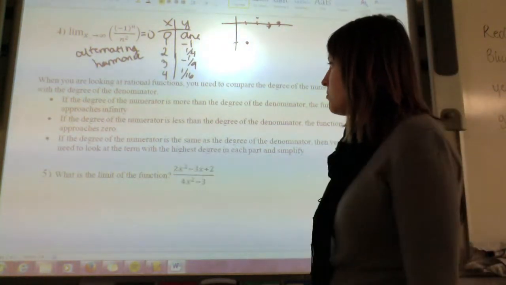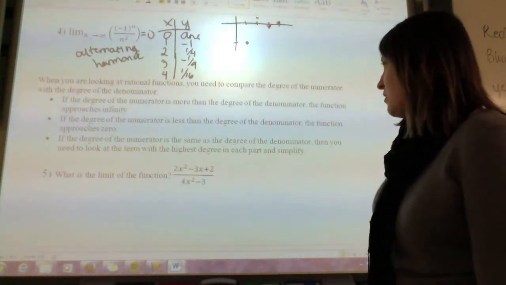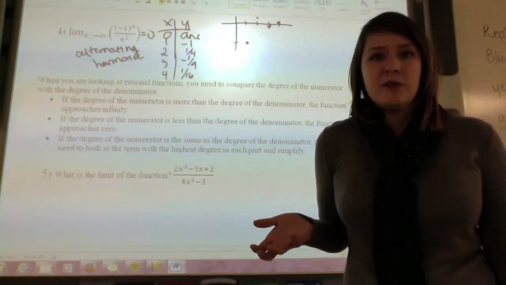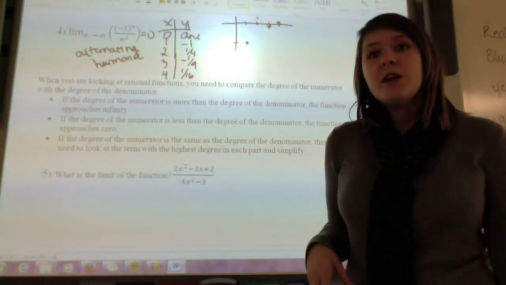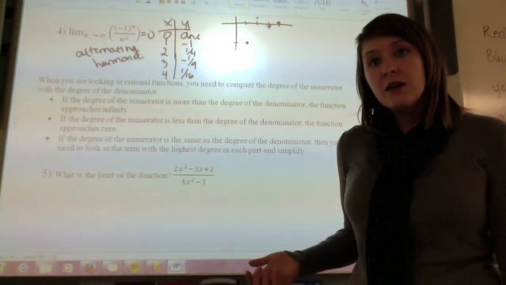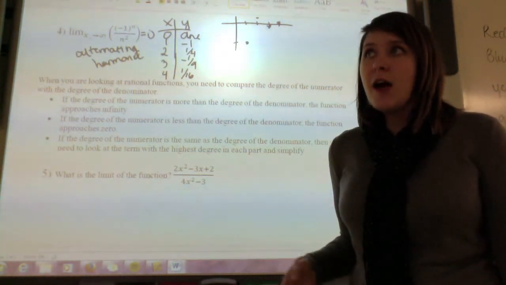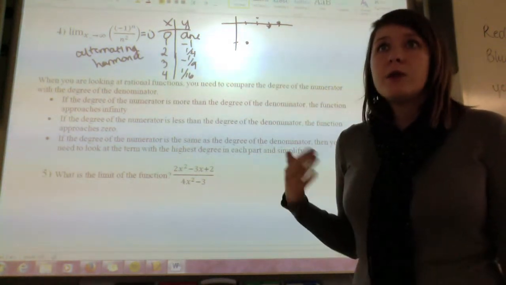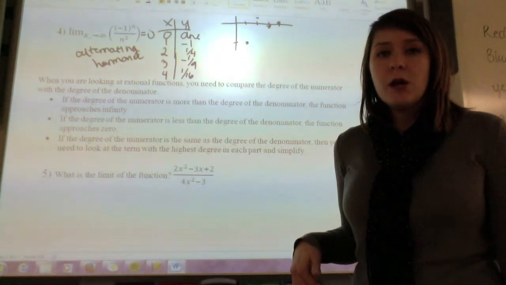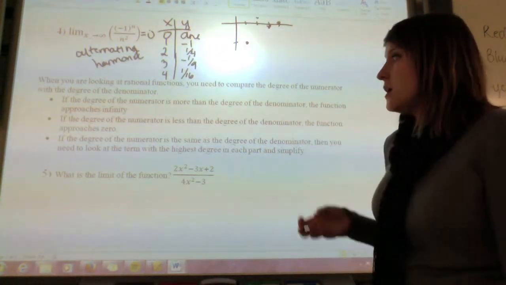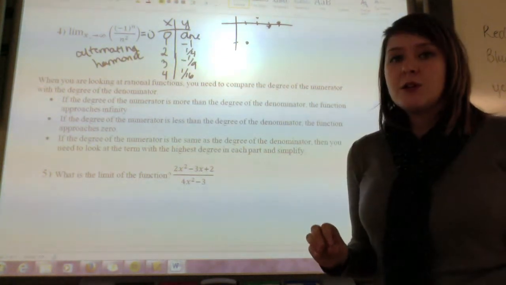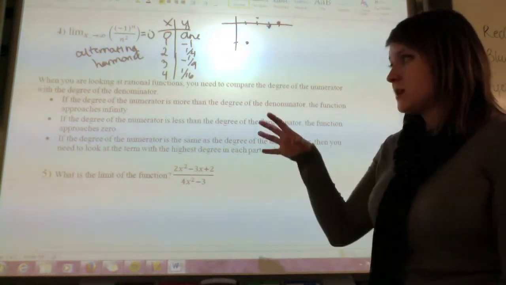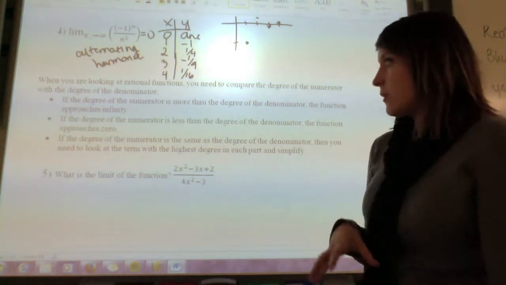It's just going to keep getting bigger. If the degree of the numerator is less than the degree of the denominator, then the function approaches 0. So if my numerator doesn't really matter and my denominator is getting bigger and bigger, that would be something like if I had 1 over n. So let's say I had 1 over 1, 1 over 2, 1 over 3, 1 over 4. You'll notice that as that denominator is getting larger and larger, your function is going to approach 0 because it's getting smaller and smaller towards 0.